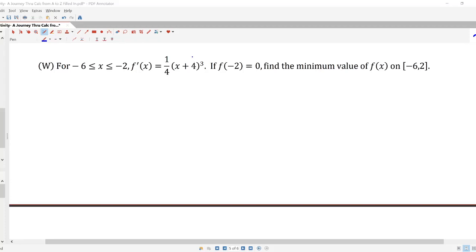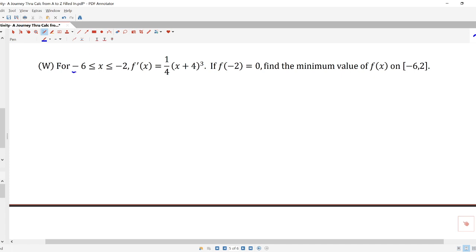Okay, let's take a look at part W for -6. For the interval -6 is less than or equal to x, less than or equal to -2, f prime of x is 1/4 times (x plus 4) cubed. If f of -2 is 0, find the minimum value of f of x on that interval.